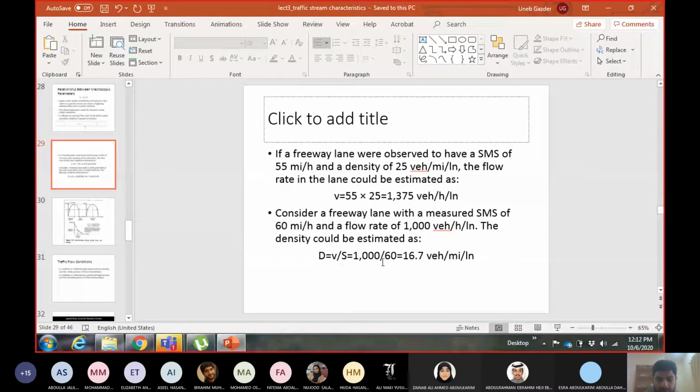Okay, so 1000 upon 60 gives you 16.7 vehicles per mile per lane. Again, why per lane? Because the measurement is taken from a lane, and it is also showing in the units of flow rate as well, vehicles per hour per lane. Okay, so if the measurements are taken from a lane, then obviously everything is per lane.